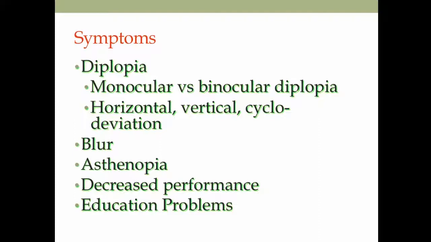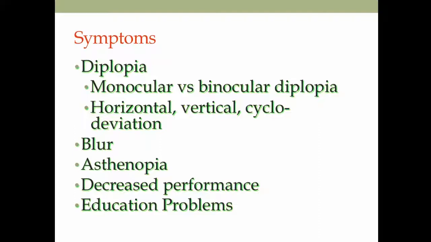True diplopia can have three different components: a horizontal, a vertical, or a cyclodeviation. Horizontal and vertical deviations are easy to measure with prism bars. Cyclodeviation is measured with Maddox rods. Cyclodeviations are a real problem because it's difficult or impossible to create any type of correction from a lens or a vision therapy standpoint. They can only really be handled from a surgical standpoint.